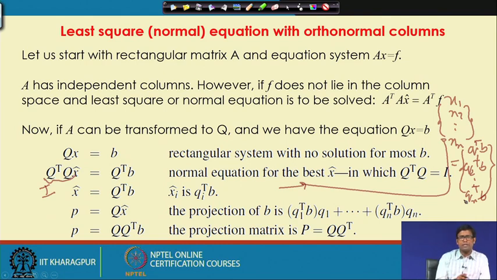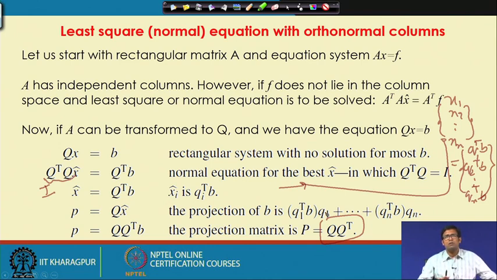So, the solution is in one line if we can express A as Q. Then p = Q x tilde, which is the projection of b into the column space. So, this is q1 transpose b q1 plus, and so on up to qn transpose b qn; this is basically b expressed in terms of the q vectors. And the projection matrix is Q Q transpose. Again, these are interesting to look at.